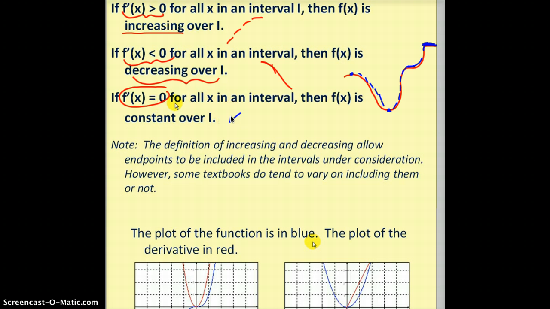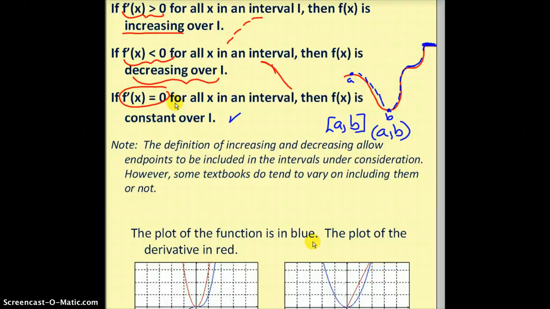The definition of increasing and decreasing allows the endpoints to be included in the intervals under consideration. Also, though, some books don't. All they're saying is if you wanted to say this was at A and this was at B, some books say that it's decreasing between A and B. Some books say that we don't leave them in. It really does not matter to me. I'm not too picky on that. I actually usually leave them open because I consider it kind of 0 at A. So I like to leave them open.